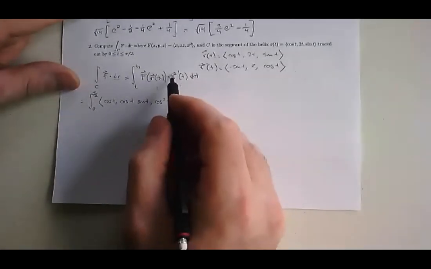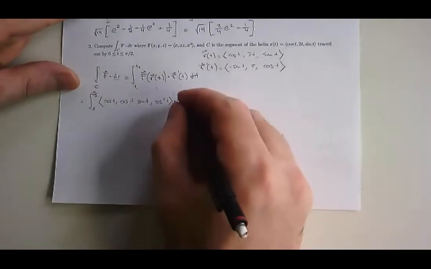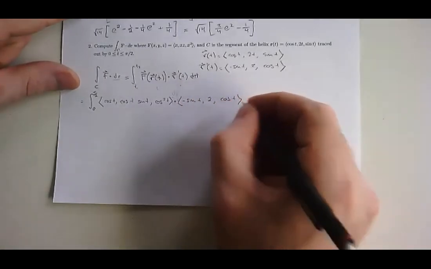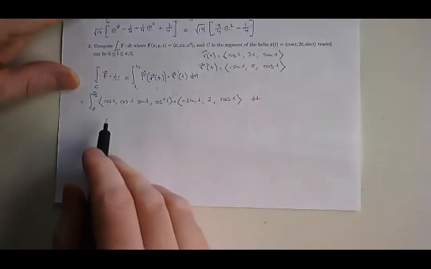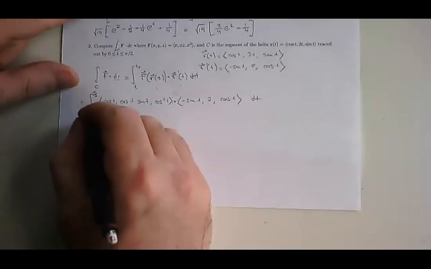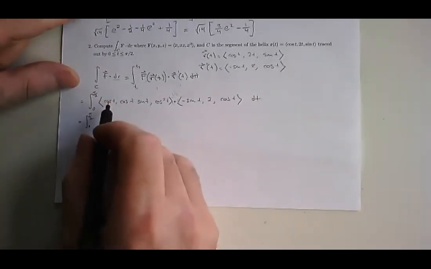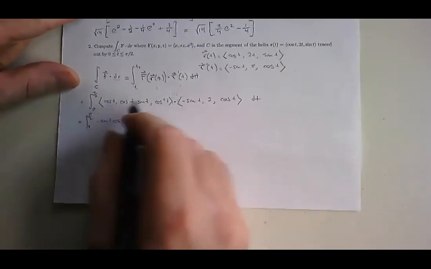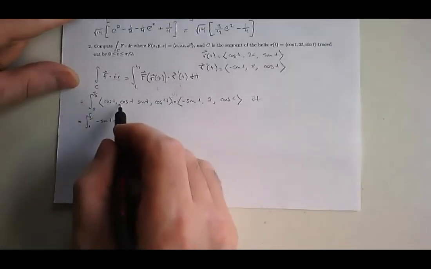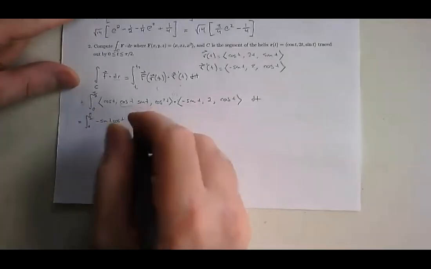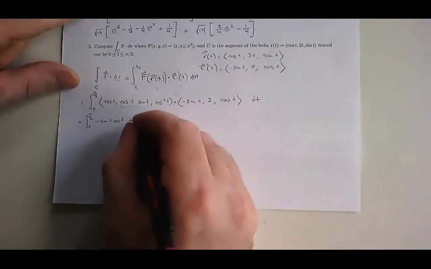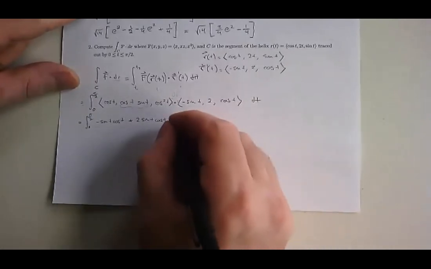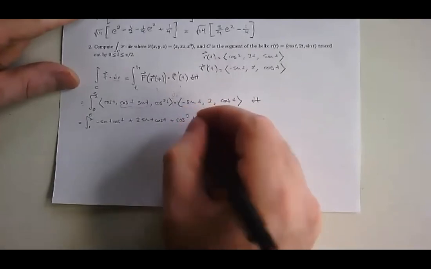We're going to dot that with r prime of t. So dot that with the derivative of r. So dot that with negative sine t, comma 2, comma cosine t, all times dt. Okay, so I'll calculate this dot product here. So what do we have? We have a cosine times a negative sine. So we have negative sine t cosine t. Add that to 2 times cosine t sine t. Right, that's the middle component of our dot product. So 2 sine t cosine t. And last component would be cosine squared times cosine. So we have a cosine cubed t dt.